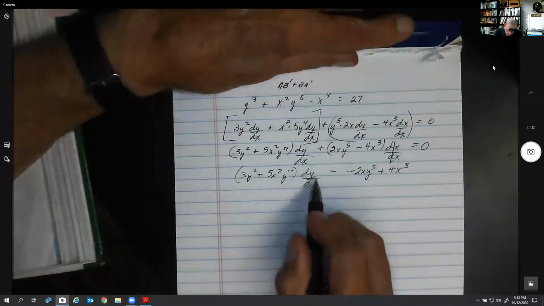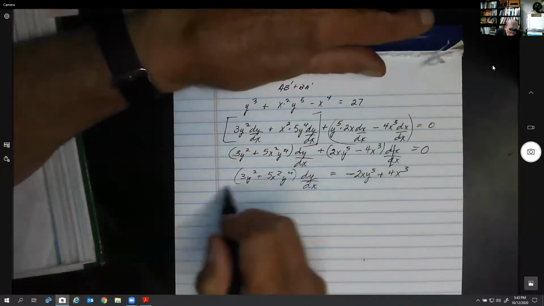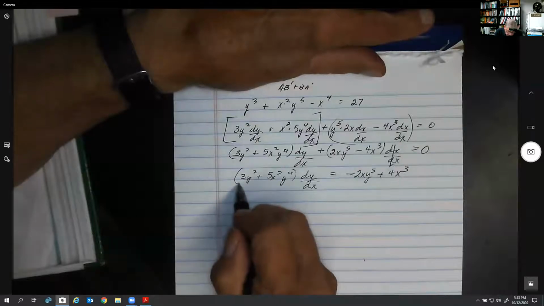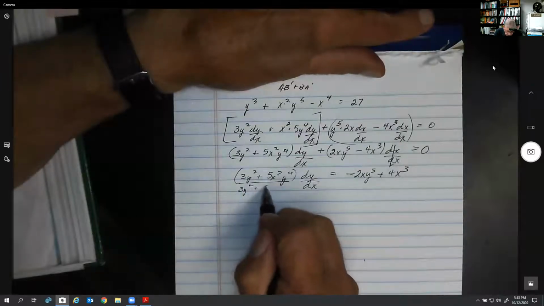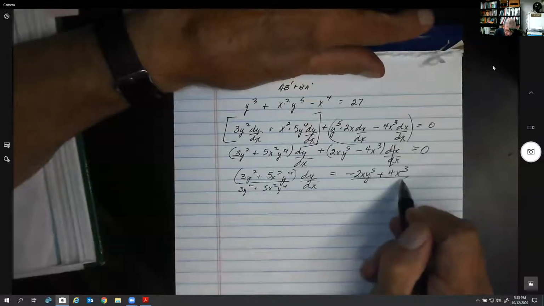Now I want to solve this for dy dx, which is my first derivative or the slope. So it's very simple. I'm just going to divide this off both sides. You could write this down, or sometimes you just do it in your head.